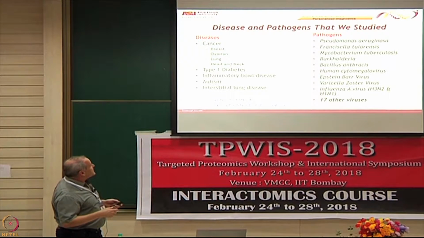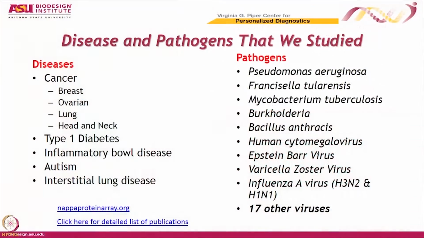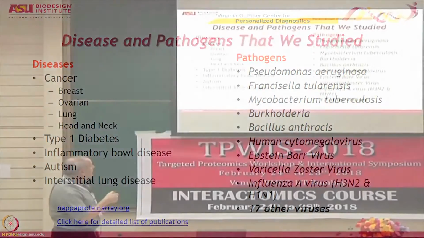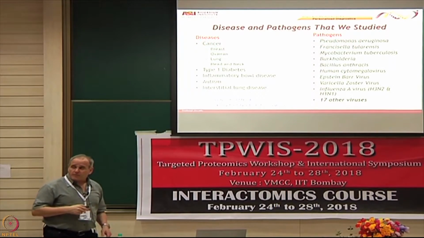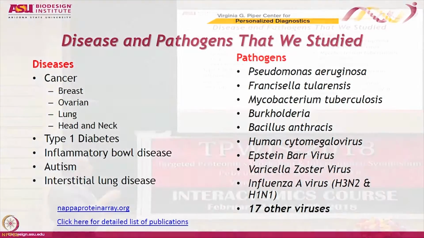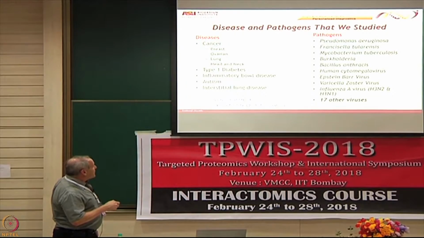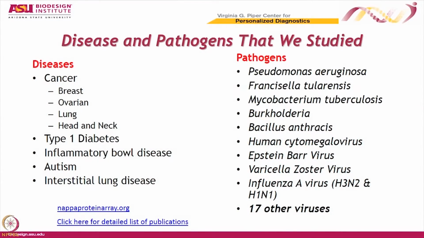Okay, so these are some of the diseases that we've studied using the NAPPA. I've talked a lot about breast. We've also done ovarian and lung, and also head and neck. All of these, we've identified some markers that have been published over the years. Type 1 diabetes is an autoimmune disease, and so we've looked at that. We've looked at inflammatory bowel disease. We recently published a paper there. We're looking at autism, that's early stage, and also interstitial lung disease.